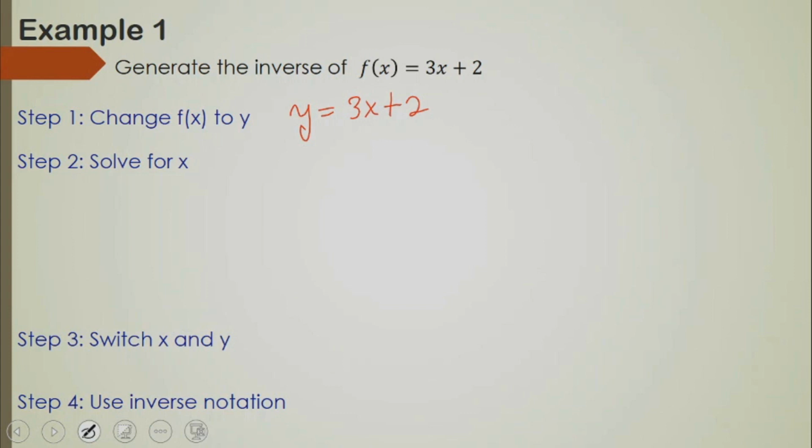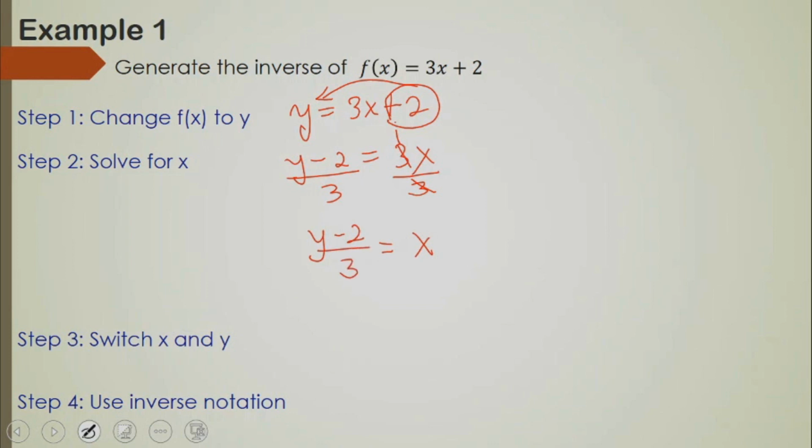Then we need to solve for x. So the way we solve for x is we want to move this 2 to the left to be able to isolate the x. So this becomes y minus 2 equals 3x. Then we need to divide by 3 on both sides to be able to eliminate the 3 that is multiplying the x. So now our x is isolated. We have y minus 2 divided by 3.